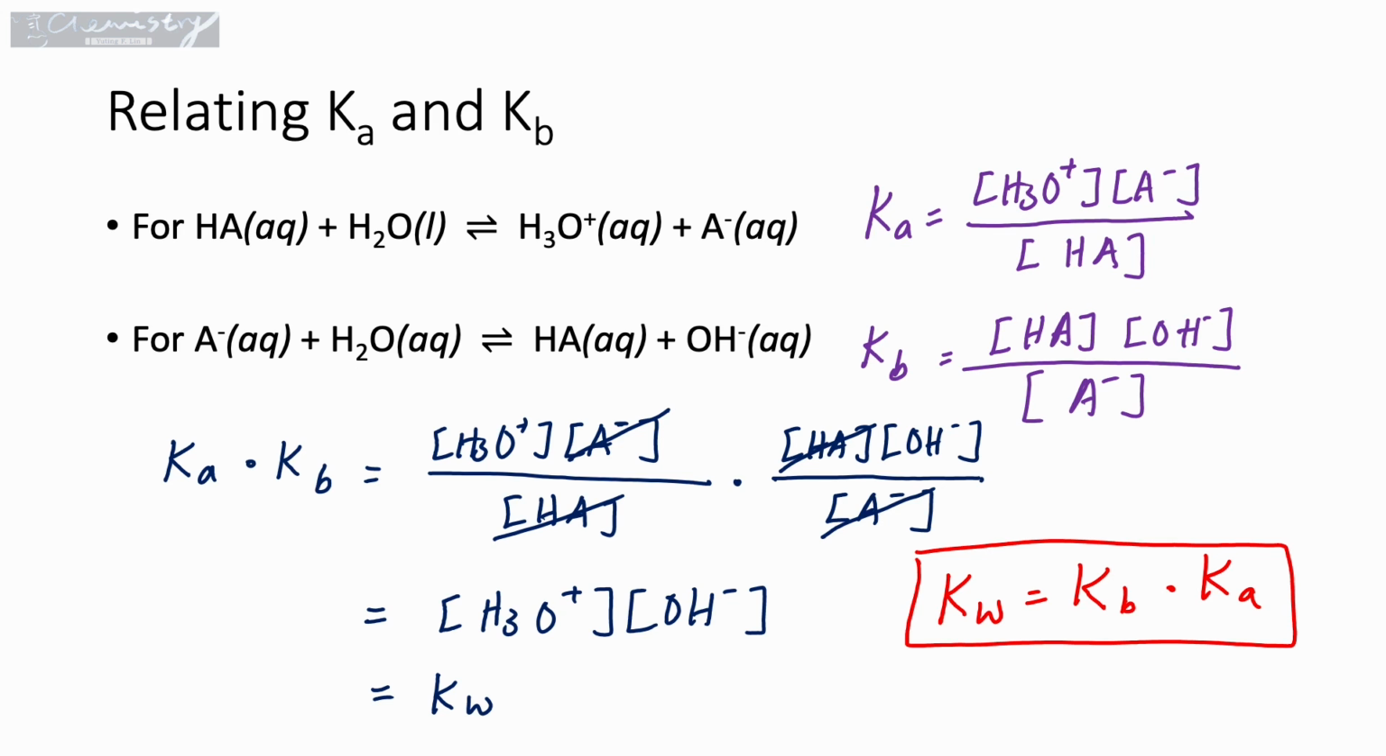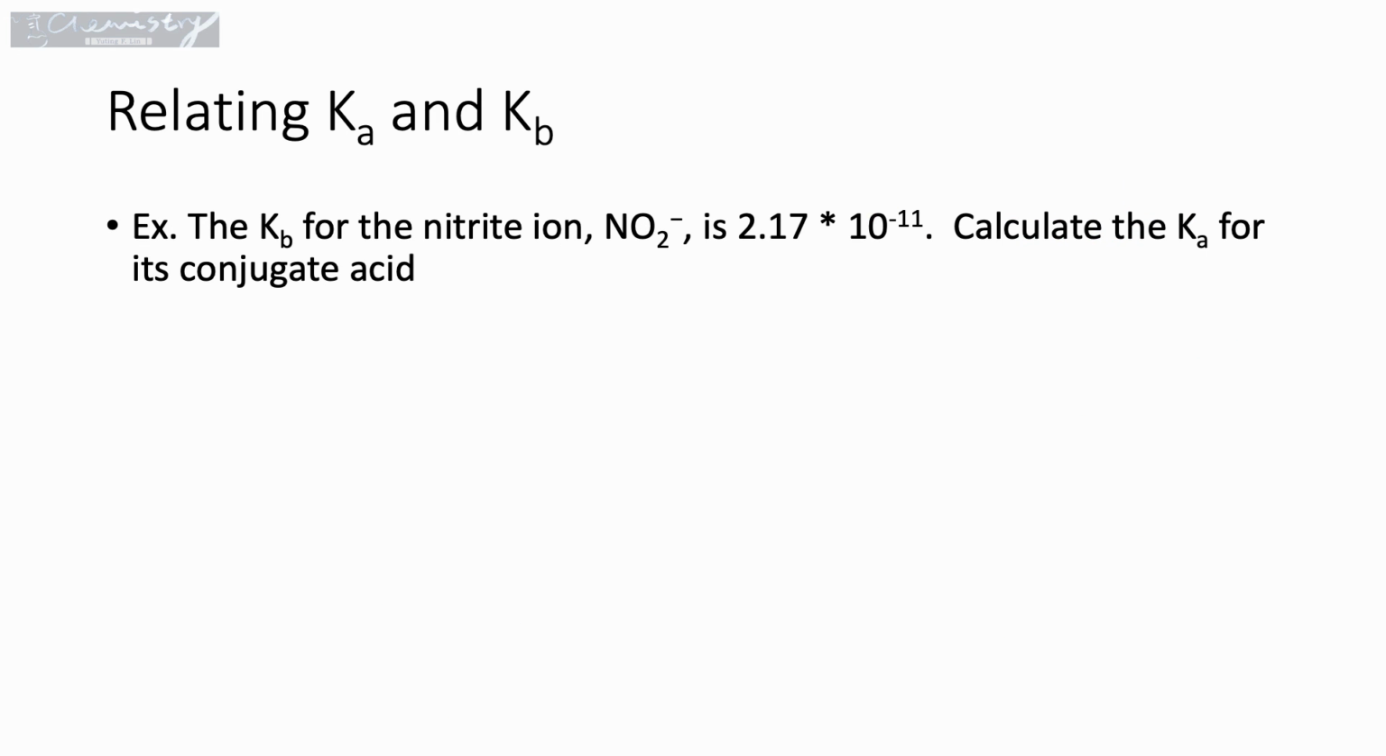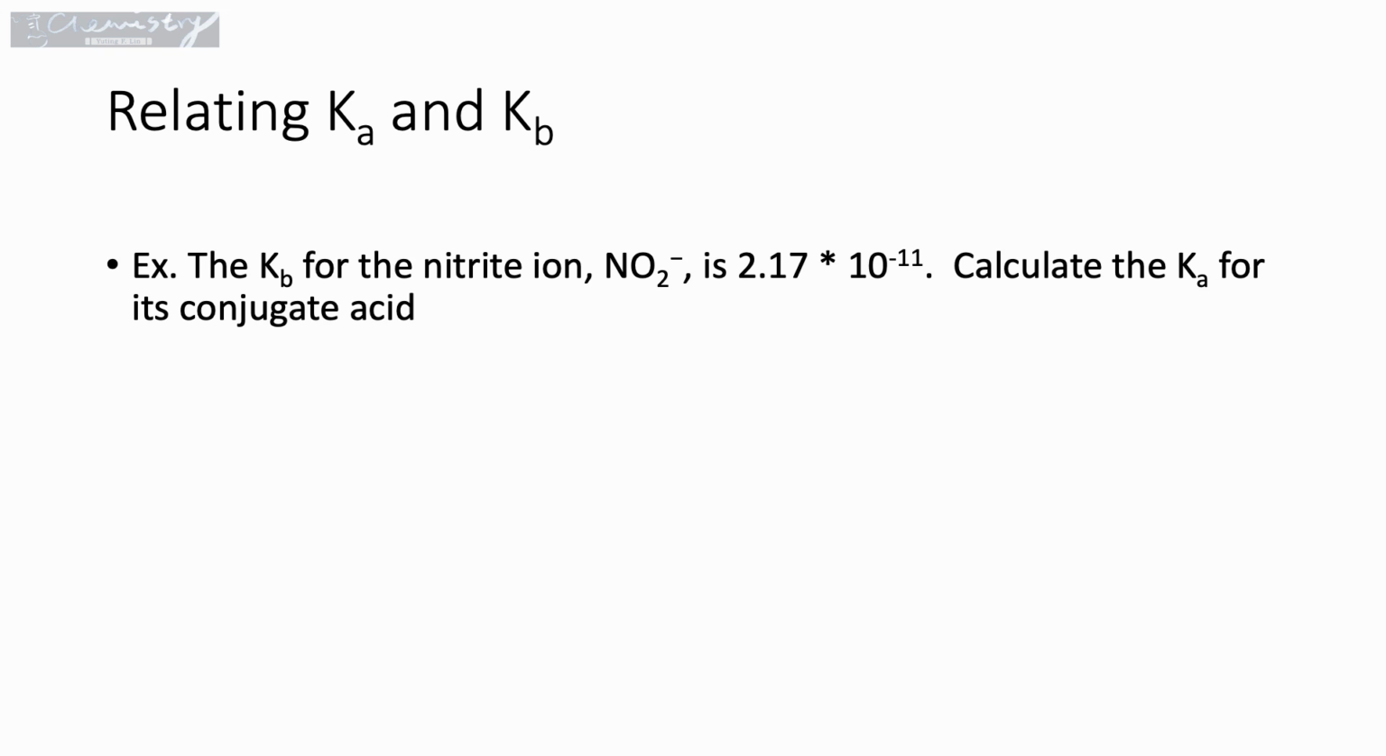So if you look into the table, sometimes it will only give you Ka or only give you Kb. Well, we know how to convert between one another. So over here is an example as to how we can go from one to another. And hopefully you can pause the video, try it yourself, and then we can come back and look at this together. The Kb for the nitrite ion, NO2 minus, is 2.17 times 10 to the negative 11. Calculate the Ka for its conjugate acid.